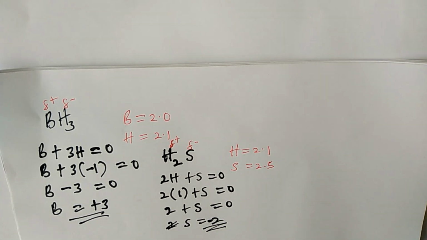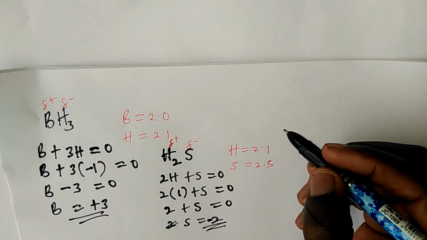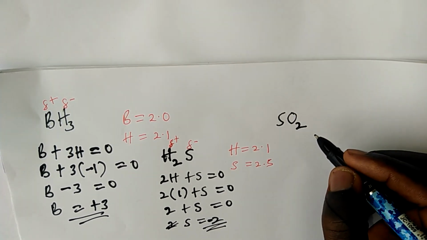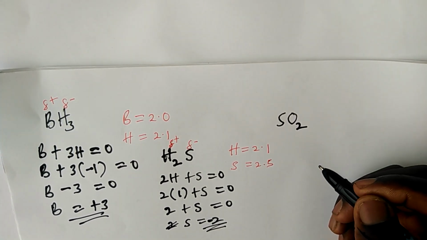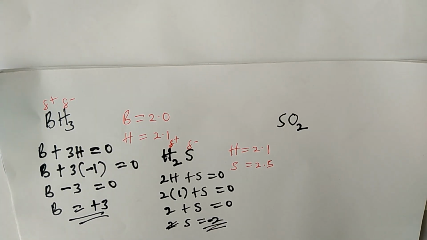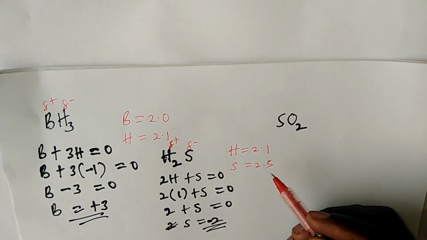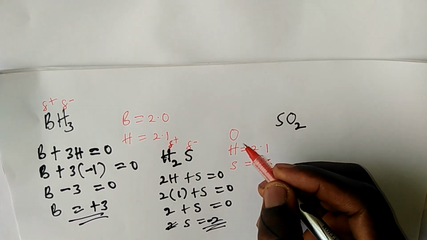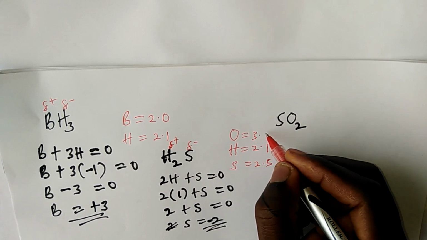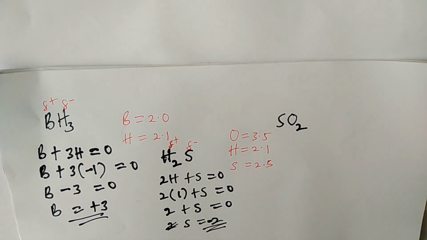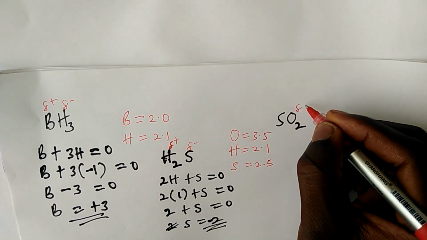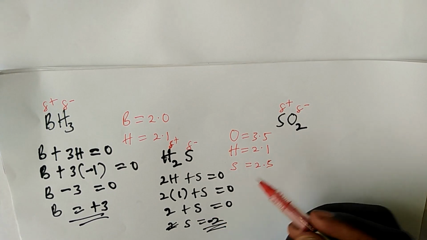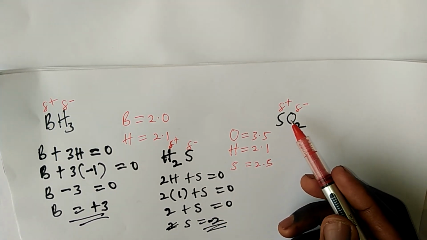Now let's take another example. Let's say we have sulfur dioxide, a compound as this. Now we know that sulfur has an electronegativity value of 2.5. Now what about oxygen? Oxygen has an electronegativity value of 3.5. Right? Now therefore oxygen is partially negative and sulfur is partially positive. You see here sulfur was partially negative, but in this particular example sulfur is partially positive.